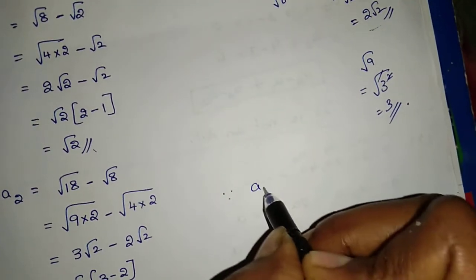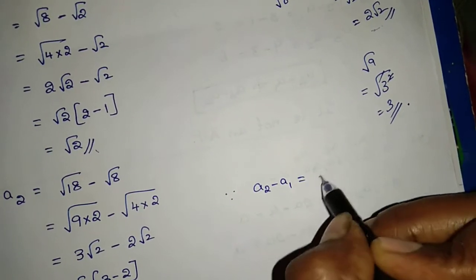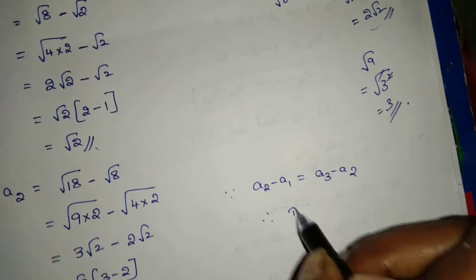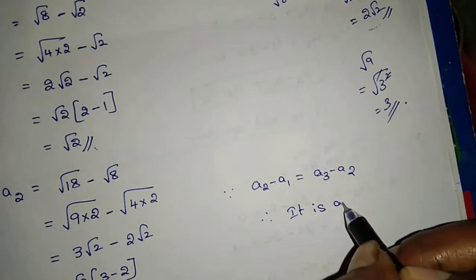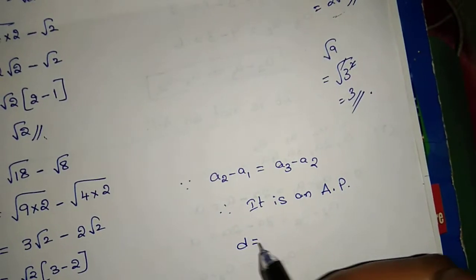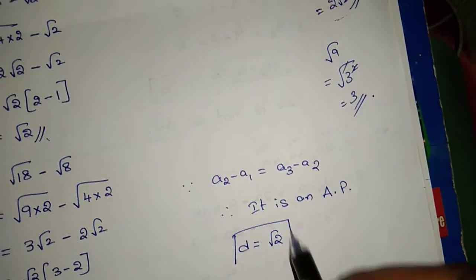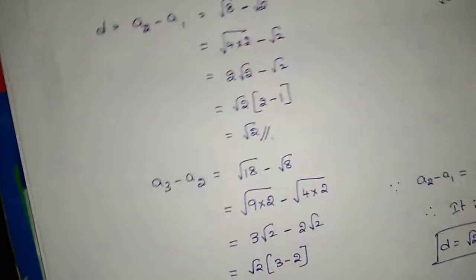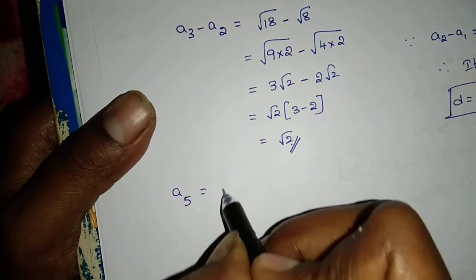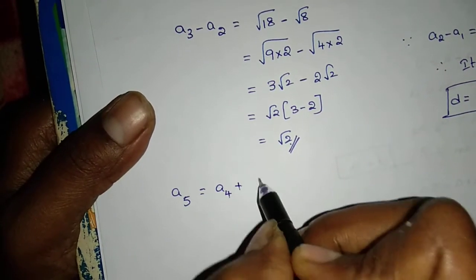Since a2 minus a1 equals a3 minus a2, therefore what can we say? It is an arithmetic progression. And what is the d value? Root 2. After that, what do we have to find? The a5, a6, a7 values. a5 equals what? a4 plus d.